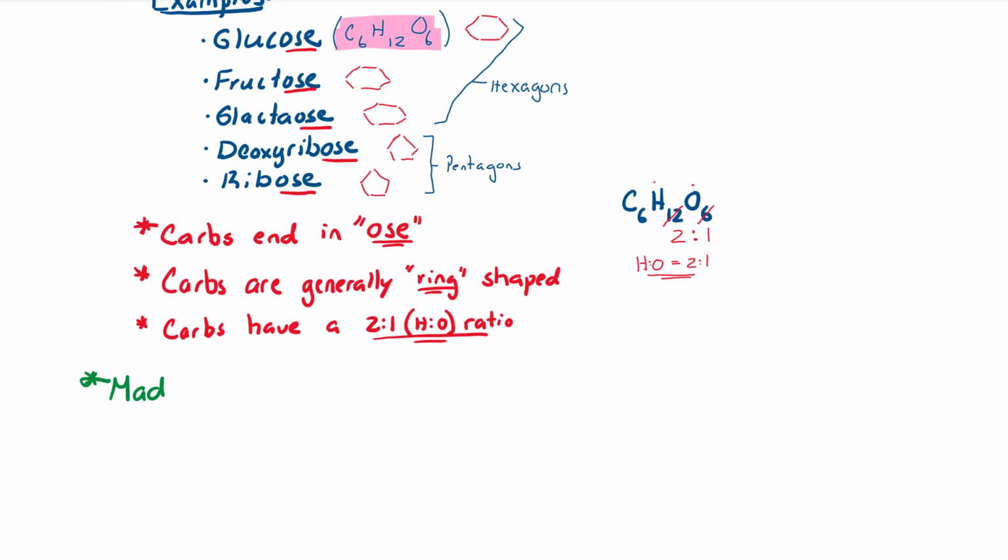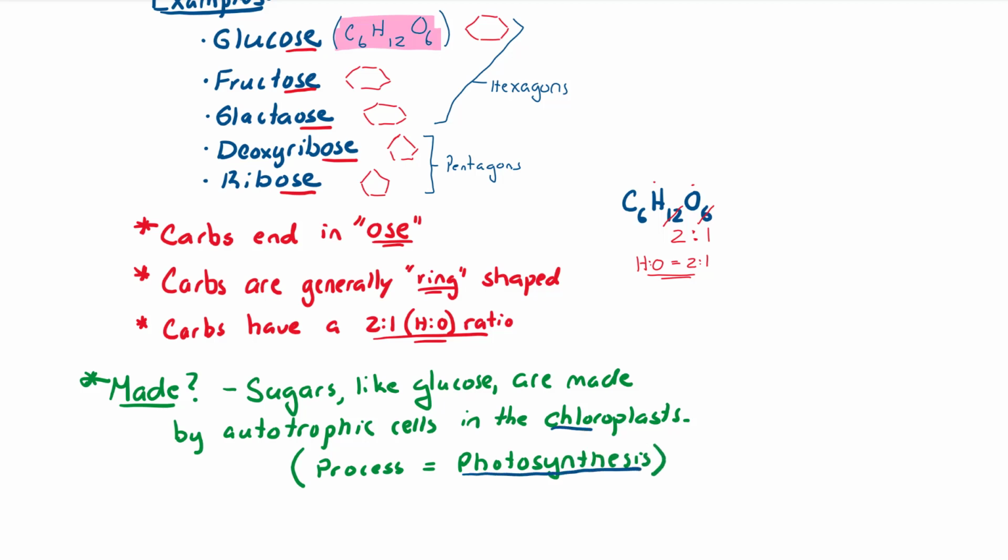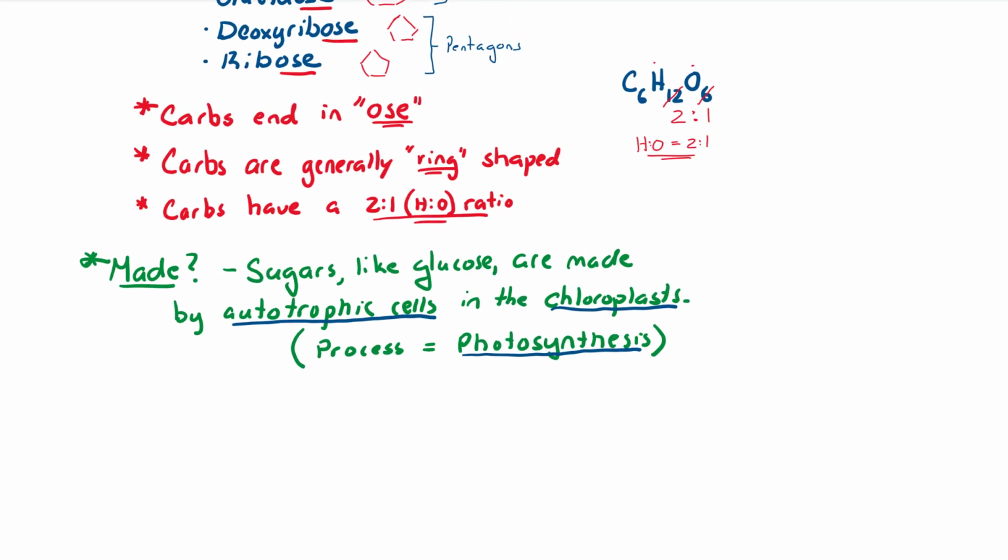So where are all these carbs or sugars made? Well, they're made by autotrophic cells, things like plants. And they're made at the chloroplasts, those little green organelles, by a process called photosynthesis. That's where the sun's energy is trapped or captured and stored in the carbon-hydrogen bonds of glucose.